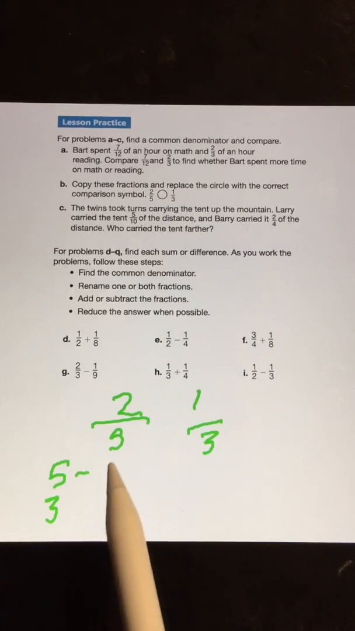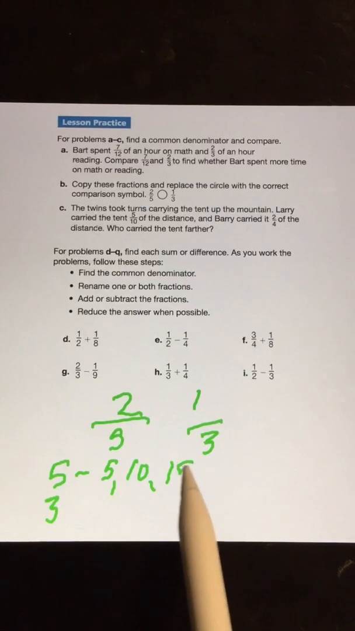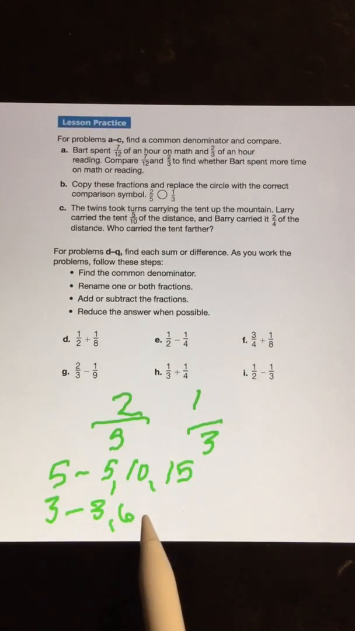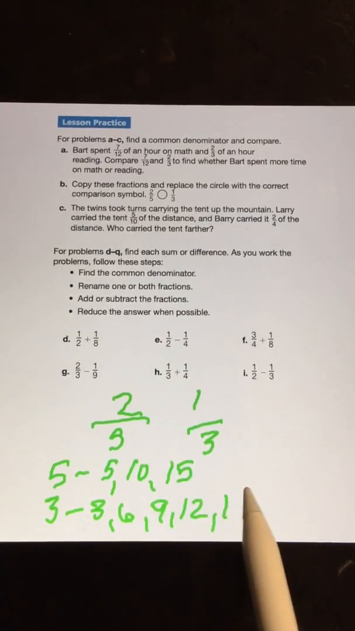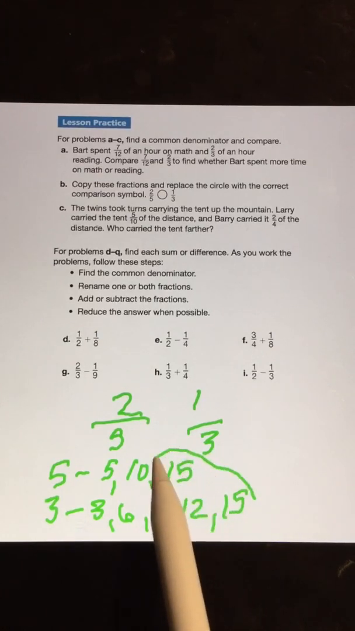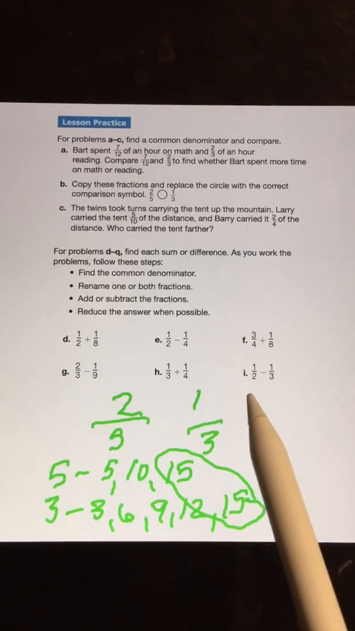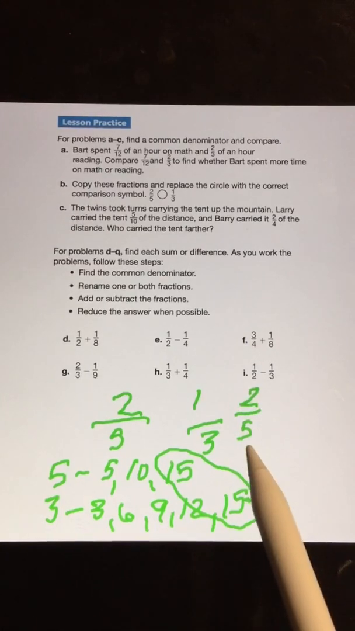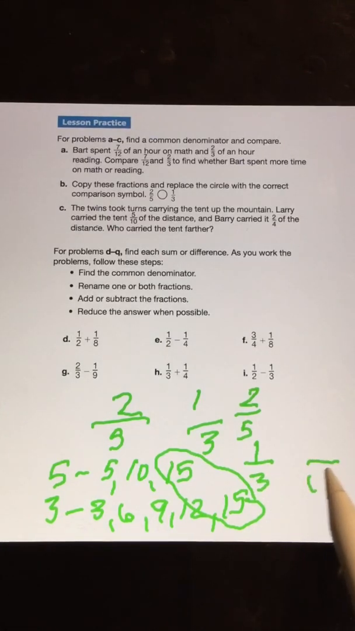All right, so 5, I go 5, 10, 15. I'm going to stop there. 3, 6, 9, 12, 15. There we go. There's my least common multiple. So I need to get my 2/5 and my 1/3 with denominators of 15.